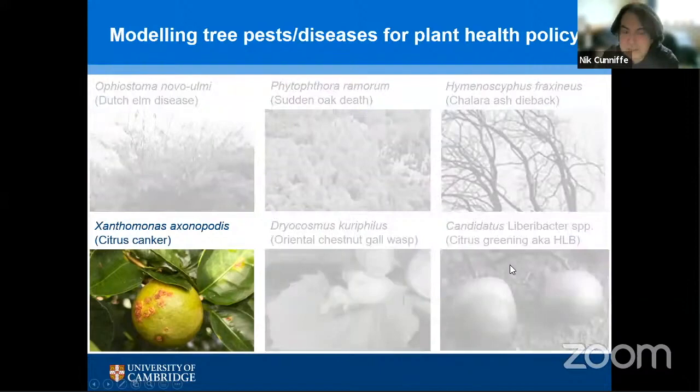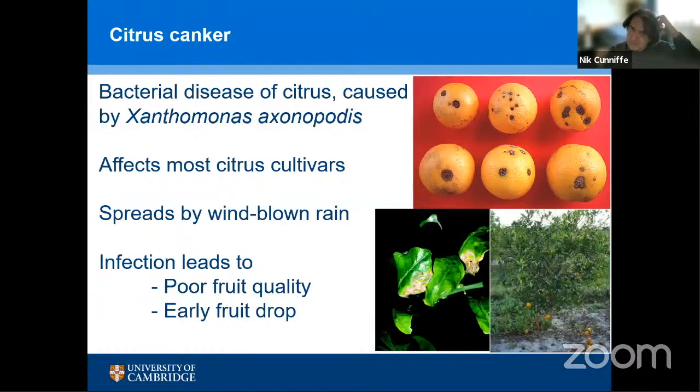So I'll say a little bit about citrus canker, because unless you're either American or Brazilian, it may not have really entered your consciousness. Citrus canker is a bacterial disease of citrus, and it can affect most citrus cultivars. Citrus genetics is incredibly complicated, with lots of hybridization, at least for the fruit you eat. But most species of citrus that are grown commercially are at least somewhat susceptible to citrus canker. It spreads by windborne rain.